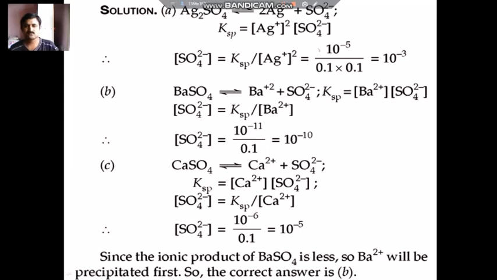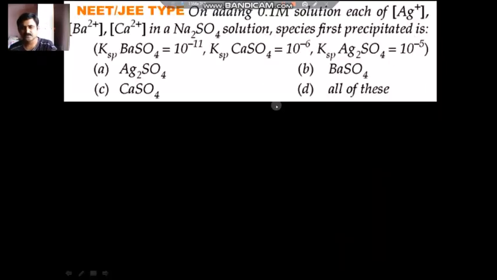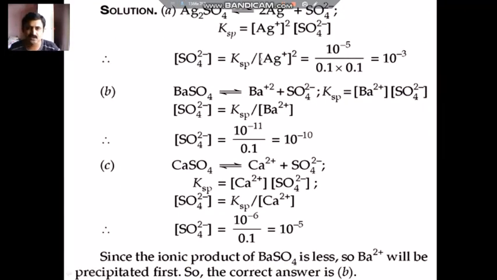You can observe the simplification as per the question. They have given 0.1 molar solutions of these ions each. That's why in every case we have taken 0.1 as the concentration of silver ions, barium ions and calcium ions in the Ksp substitution. After substituting those concentrations, B is the right answer, because the ionic product is less in the case of barium, so it will get precipitated first. The lesser the ionic product, the more readily it precipitates.